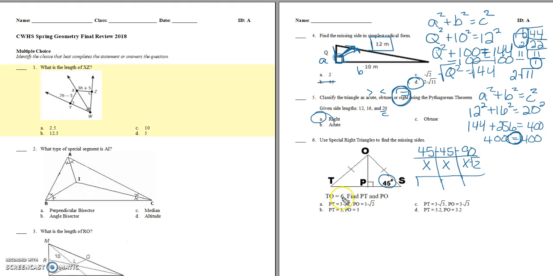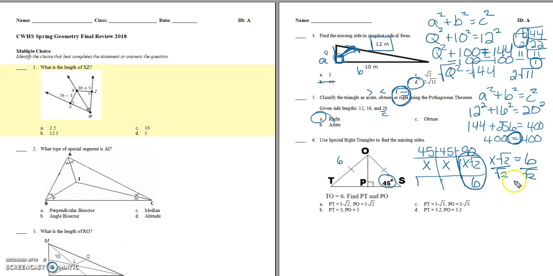Okay, and they tell me TO is 6. That is my hypotenuse. So I'm going to put 6 in my table underneath x square root of 2 because these two equal each other. X square root of 2 is going to equal 6. So that means I can solve for x. I can find x, and I've got to divide by square root of 2.